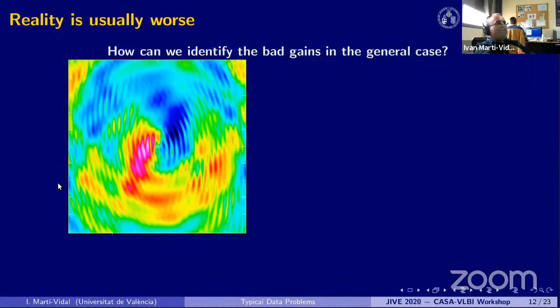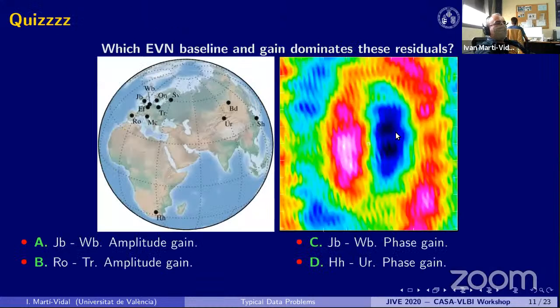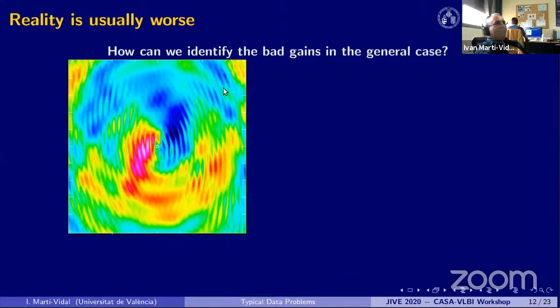Well, real life is a lot more complicated. In real life you don't have just one or the other. You have a combination of everything: amplitude and phase errors from different baselines, antennas, times, whatever. Life is very complicated in real life. So what do we do in these situations? How can we identify the bad gains, or the antennas with bad gains?